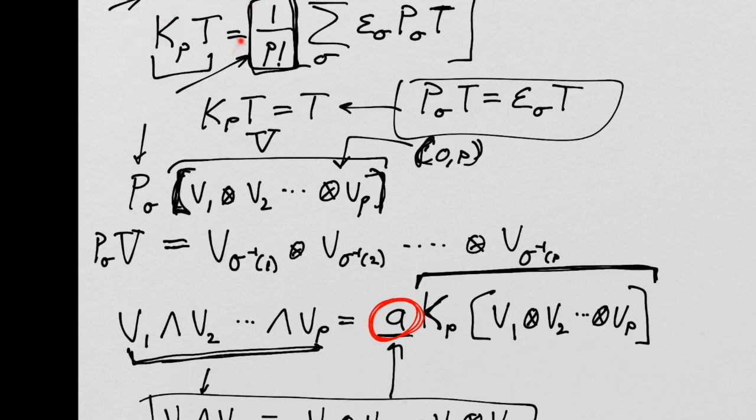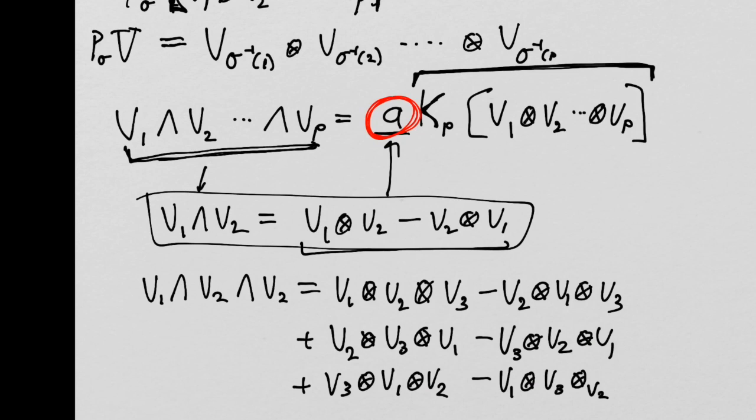But this also has this 1 over p factorial, right? So if I just define this to be the anti-symmetrization operator on the tensor product, I would get this multiplied by 1 over p factorial, right? So this whole thing would be in parentheses, and here I would have 1/2, and here I would have 1/6, right? But that's not the way we want this wedge product to be defined. We want the wedge product to be just the sum of the fully anti-symmetrized pieces, right?